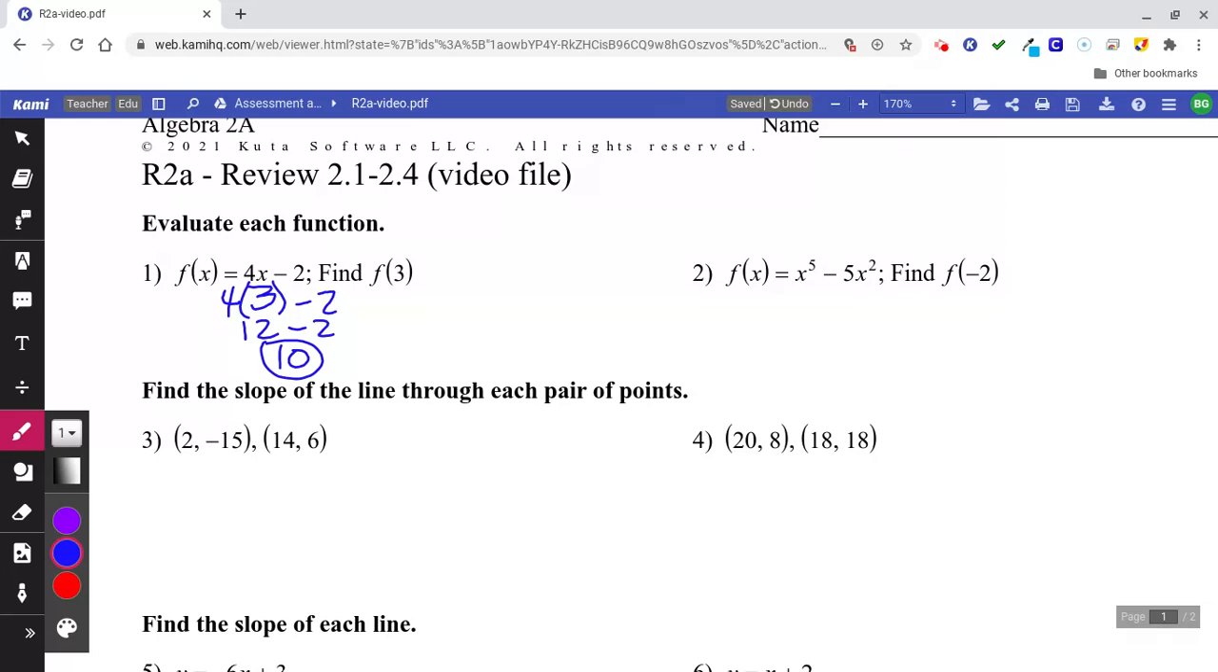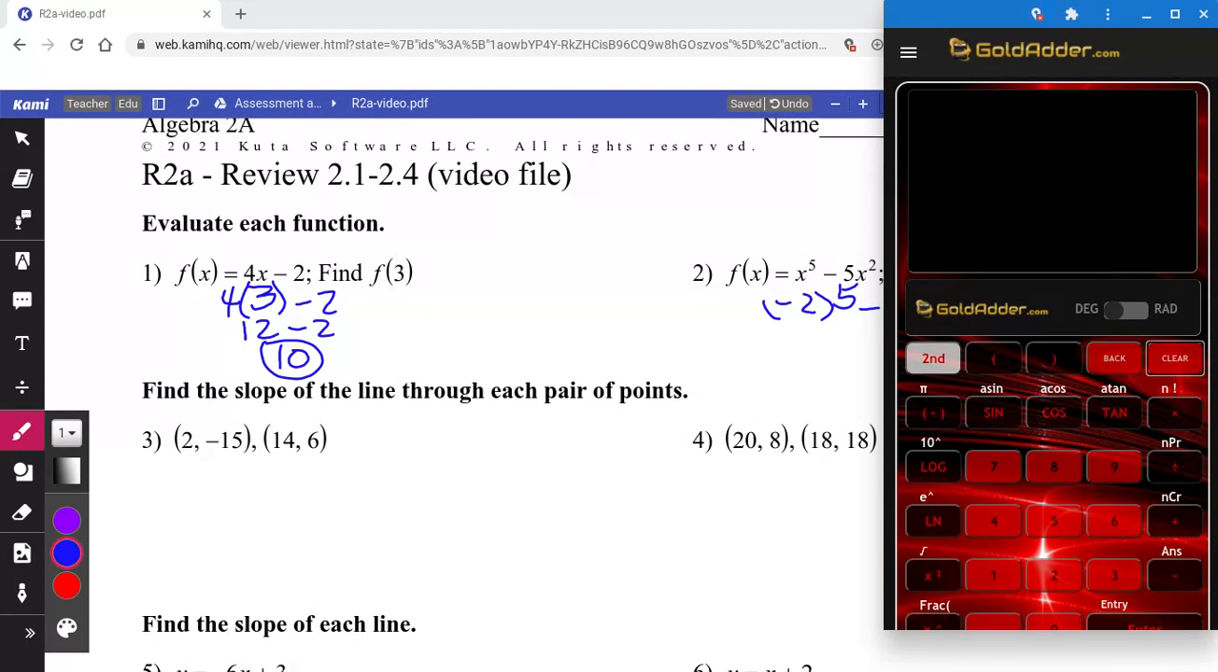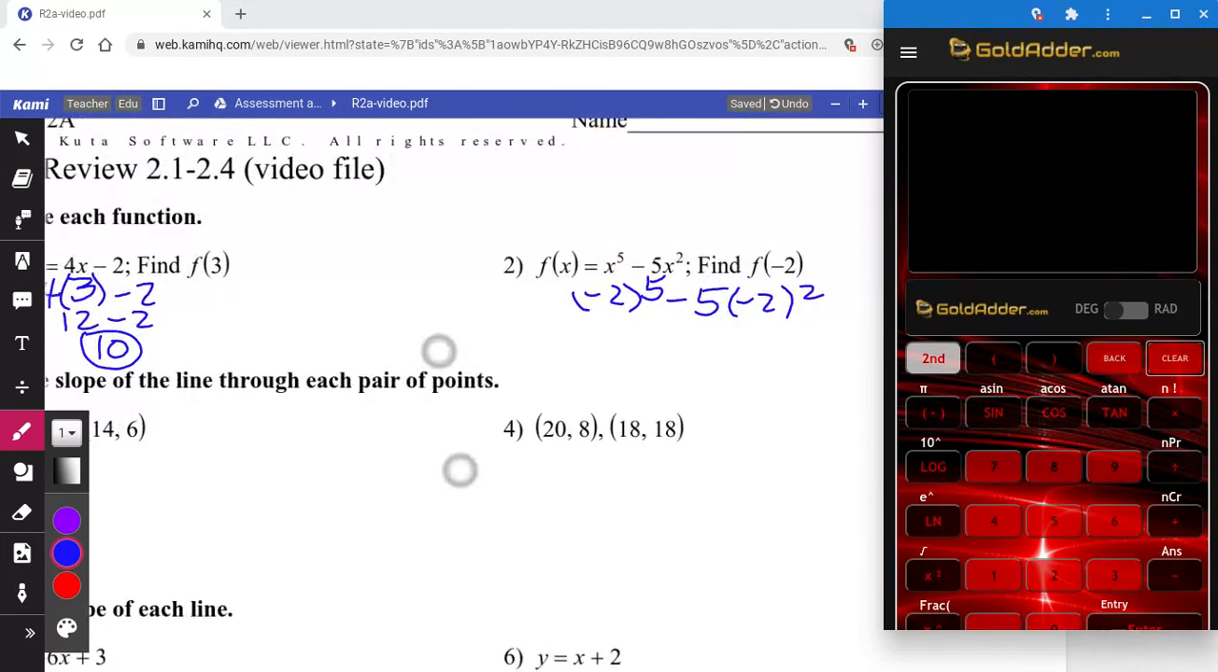Next one's a little bit harder. I would recommend you use parentheses. Anywhere there's an x, put parentheses. And so just rewrite the problem. Negative 2 to the 5th minus 5 times negative 2 to the 2nd. Look like that. Easiest thing to do is probably just use a calculator at this point.